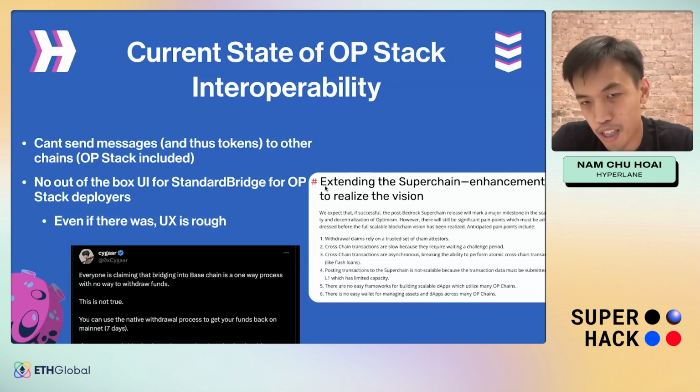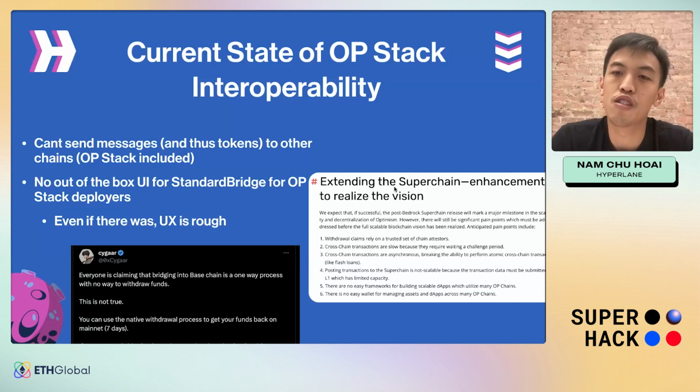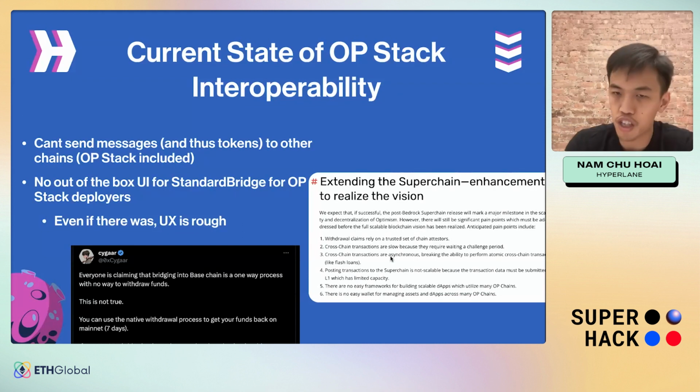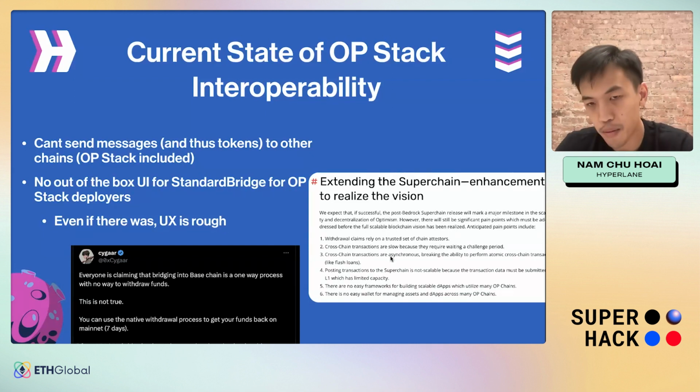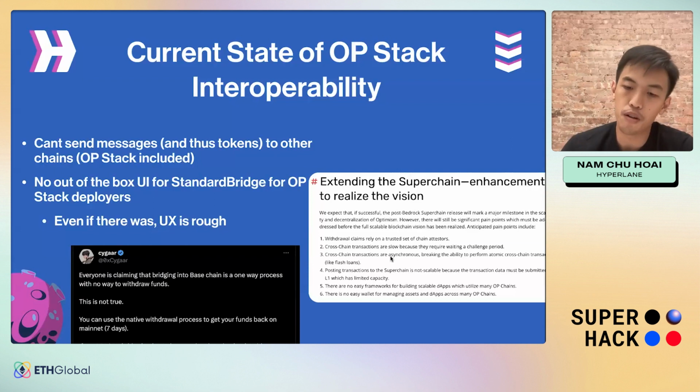And I think the OP Labs folks are recognizing that, right, to ultimately extend the Superchain vision, there needs to be the ability to do cross-chain transactions that are faster than that 7-day period, but also allow for, again, not just faster to L1, but also faster to other L2s.